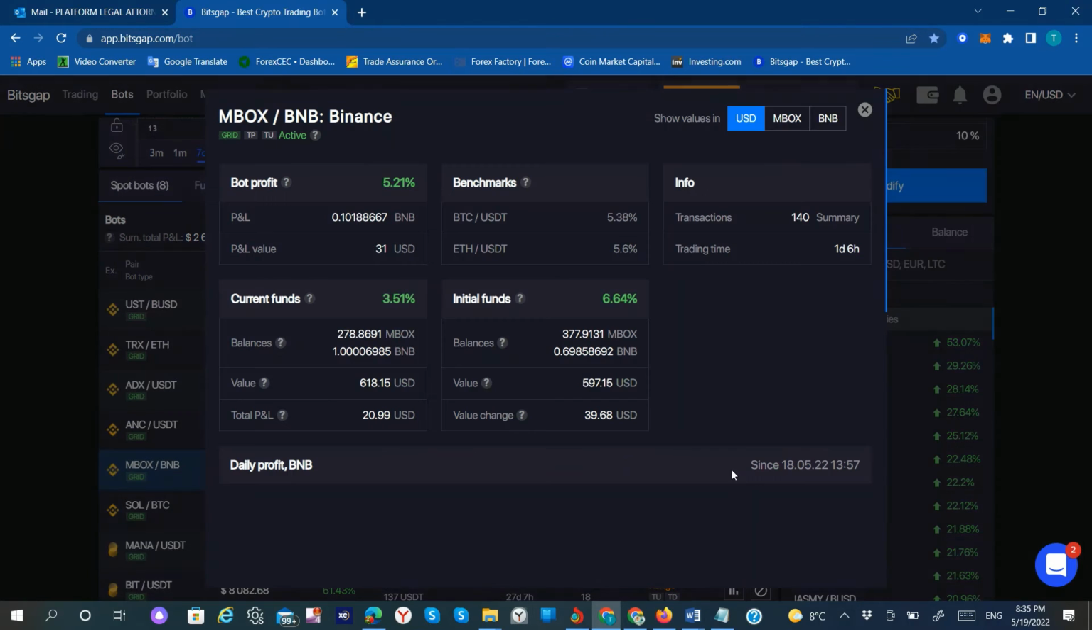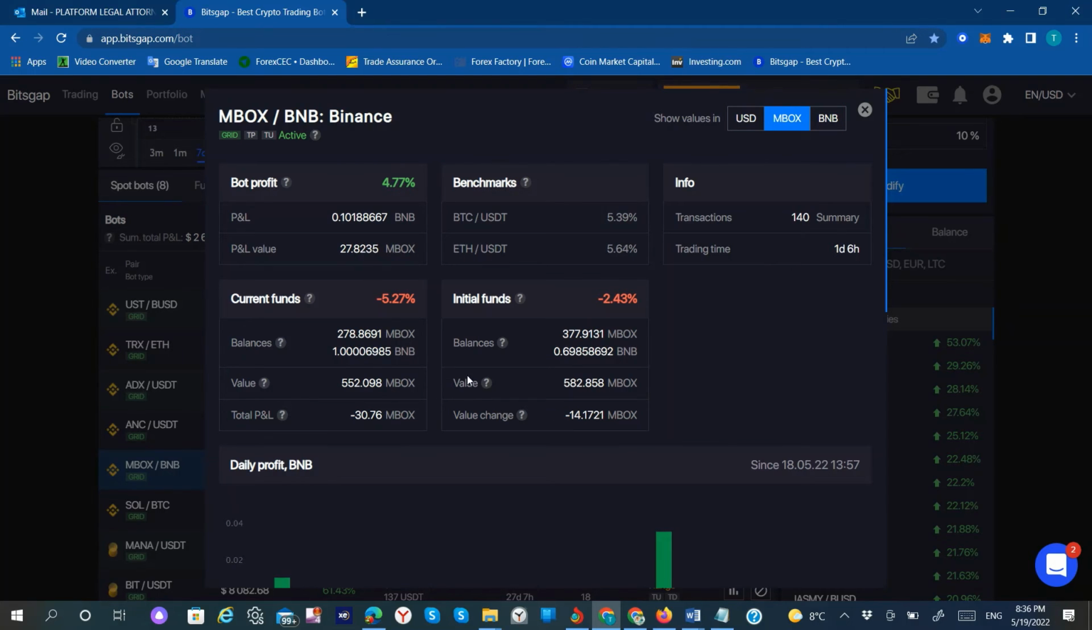So when you look at how it's doing here, the detail, you can see in USD value, and it has run for 1 day, 6 hours. You see here I highlighted in blue, just opened yesterday. The profit the bot has made is 5.21%, which is about 31 USD, just 1 day earns. And the value is in plus. And when you look at the value in BNB also, it's up in Mbox.